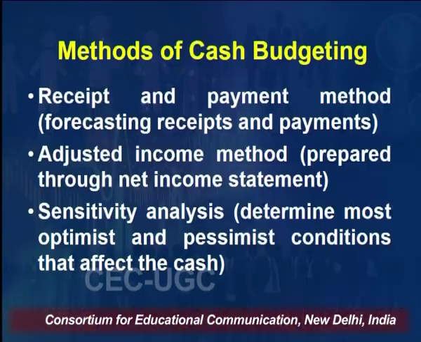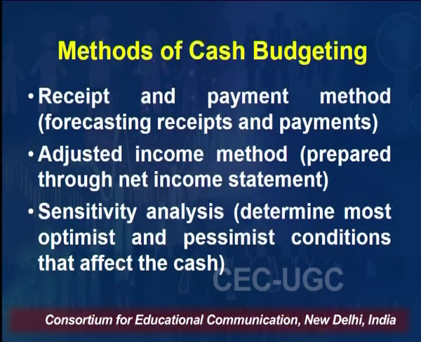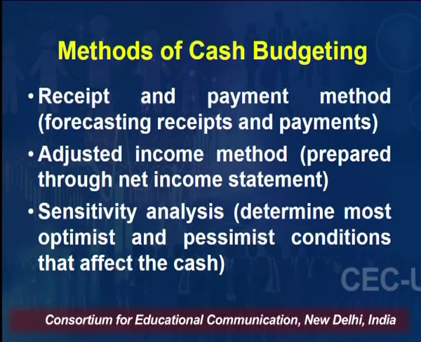There are different methods of cash budgeting. This is what we have learned in accounting. There may be the receipt and payment method. There may be the adjusted income method or sensitivity analysis method. So these are the three methods that are generally used for preparing cash budgets.